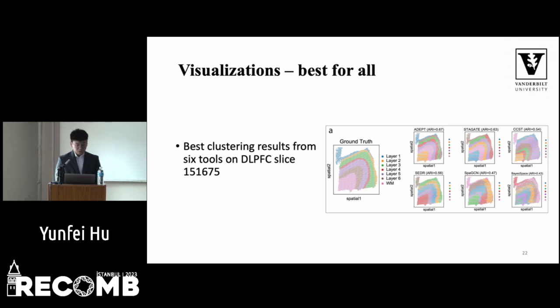And this one just shows the best clustering results from 6 tools on DLPFC slice 151676. Each visualization result has 7 different clusters, corresponding to 6 different cortical layers and white matter, as suggested by the ground truth.